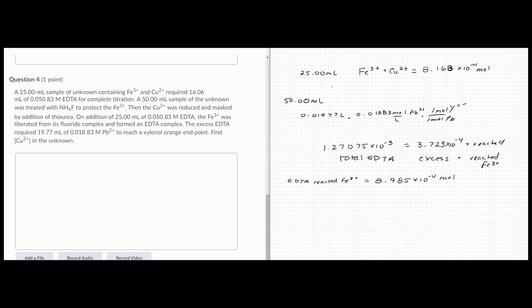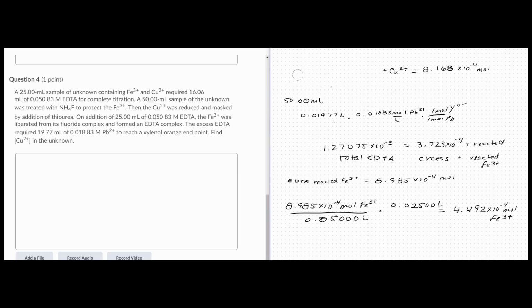So how much copper was in the unknown? Now we have to work a little bit of algebra. So we have 8.985 times 10 to the negative 4 moles of iron in a 50, there it is, 50 milliliter sample. My original unknown was a 25 milliliter sample. So we would expect to find 4.492 times 10 to the negative 4 moles of iron in my original sample.